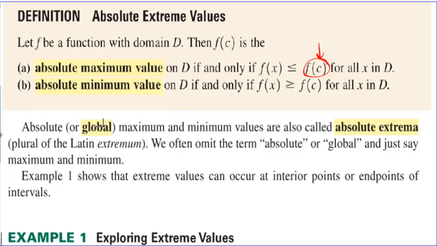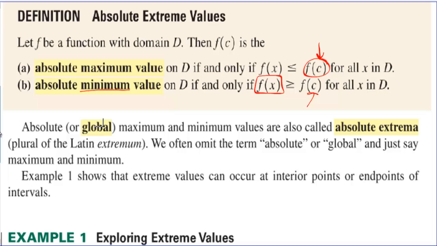f of c is the absolute minimum value on D if and only if f of x is greater than or equal to f of c for all x in D. So if you have some certain value and all the other values you have are higher than it, that f of c must be the lowest, or it must be the minimum.